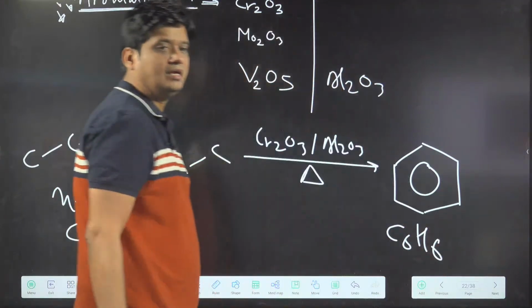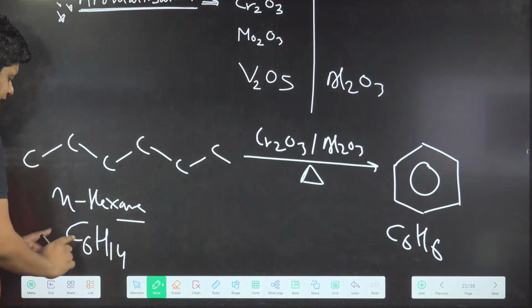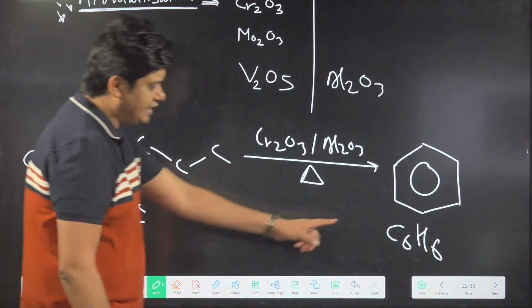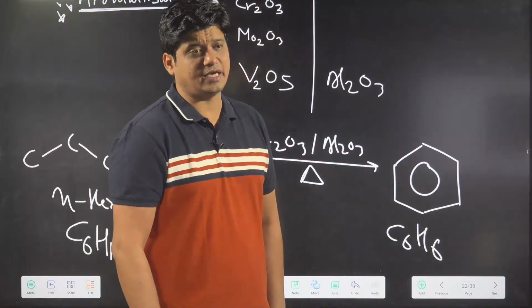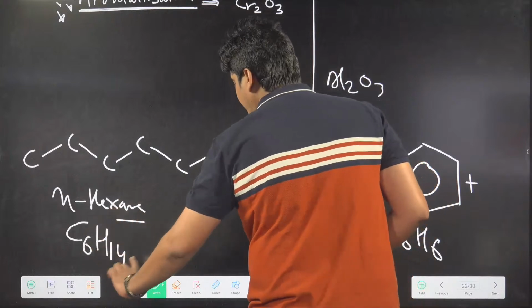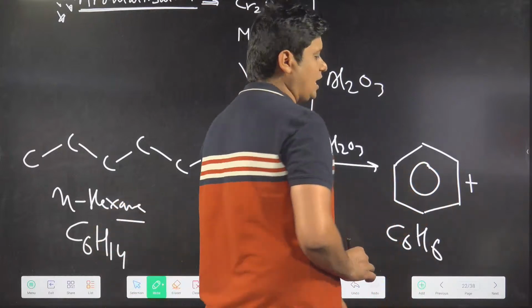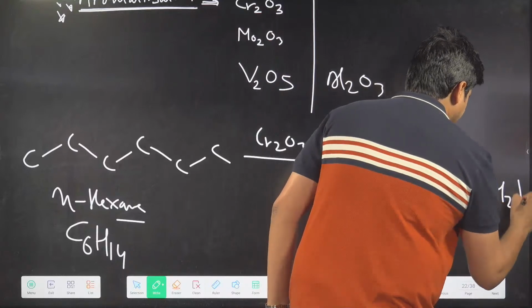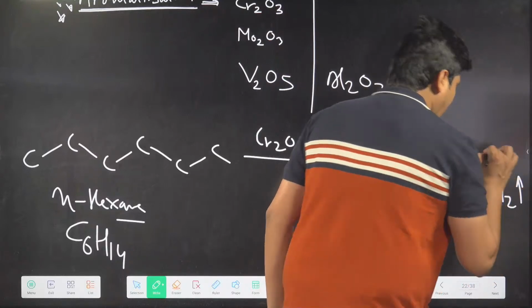C6H6. If I balance atoms, on the left side we have 6 carbon, 14 hydrogen. Benzene has 6 carbon and 6 hydrogens. On this side we have 8 extra hydrogens. They are going to be released as hydrogen gas, H2 gas. Clear or not? 4H2 is released.